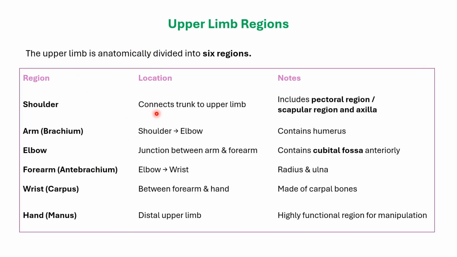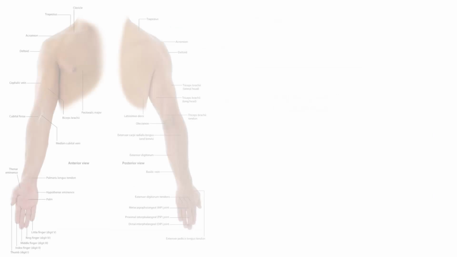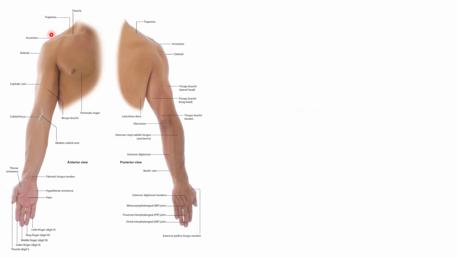Okay, now we learn about upper limb regions. For academic purposes, the upper limb is anatomically divided into 6 regions. They are shoulder region, arm, elbow, forearm, wrist and hand. You can see this is the shoulder region, anterior view and the posterior view. And this is the arm region, this is the elbow region, this is the forearm region, this is the wrist region and this is the hand.